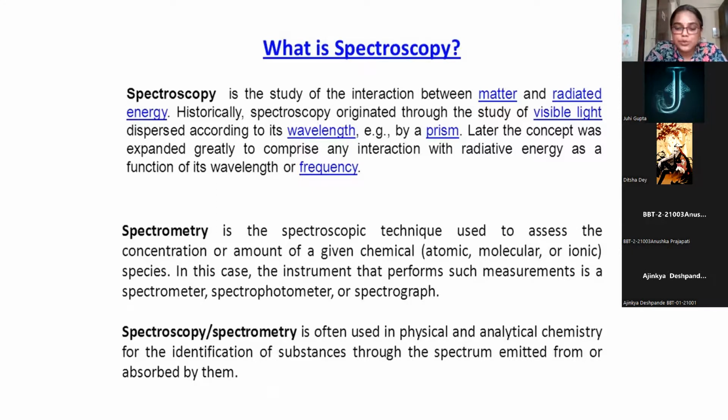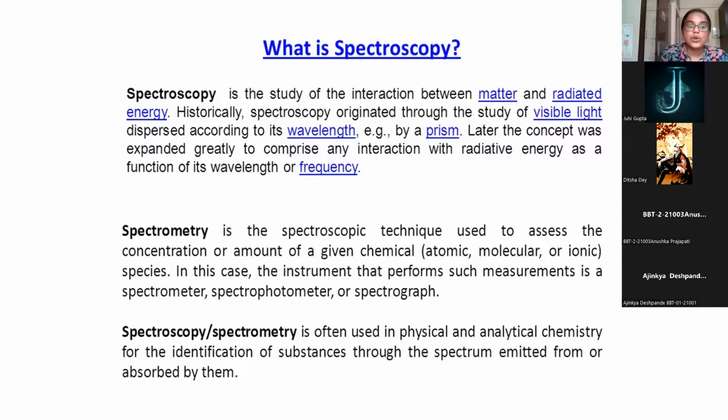Now that radiated energy could be UV, it could be visible, it could be infrared. If you're working with amino acids, certainly you are going to use UV only, because we now know that amino acids do not absorb visible light. Later the concept was expanded greatly to include any interaction with radiative energy as a function of its wavelength or frequency. Wavelength and frequency are connected to each other. This is very basic physics from when you had sound waves in your science, so maybe a little revision of that could help. It's a technique now that is used to assess the concentration.